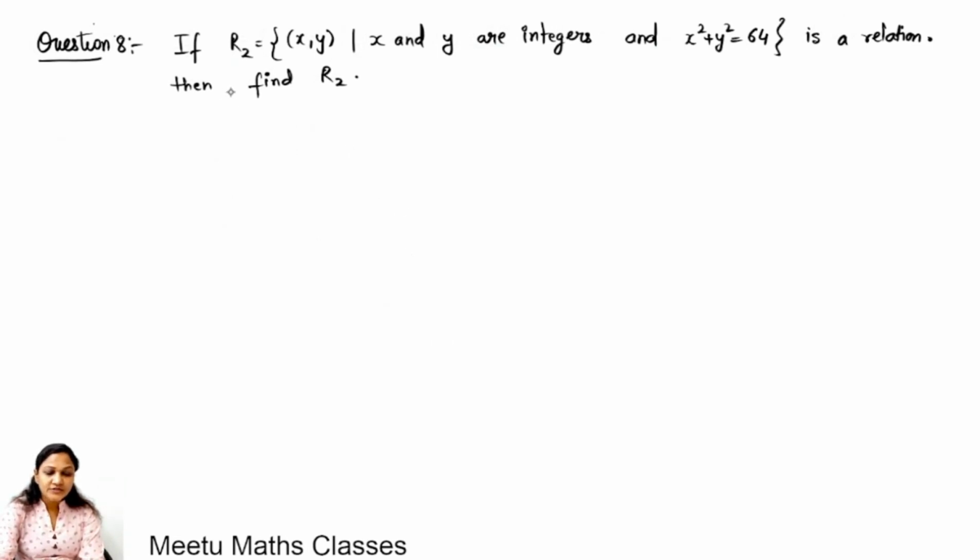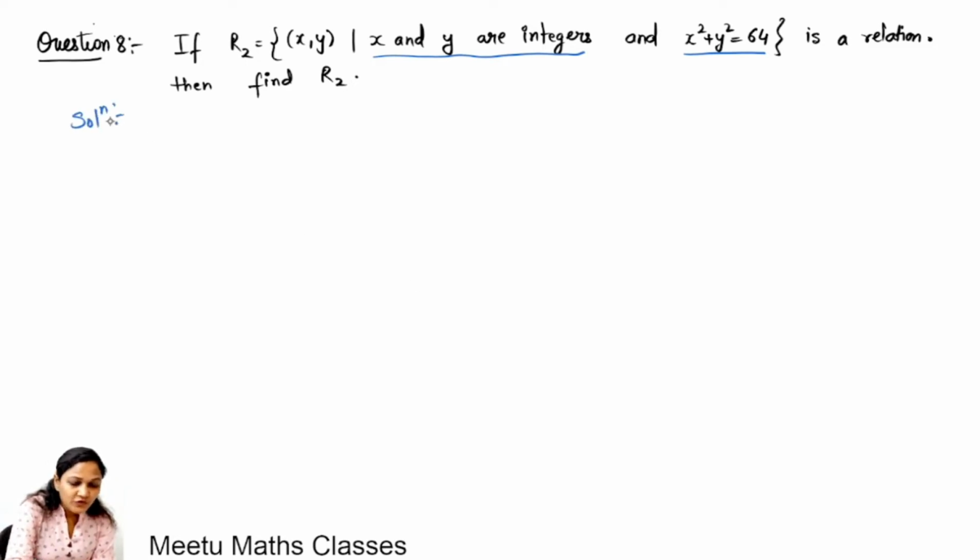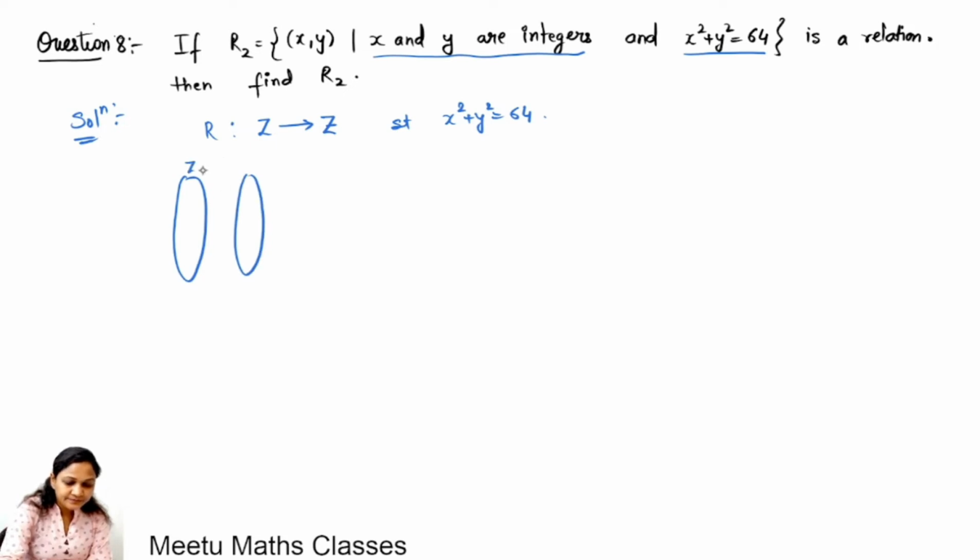Your next question is question number 8. If R2 is a relation where x is related to y, first of all x and y must be integers, and satisfying this condition x square plus y square is equal to 64. So you have to define your relation R2. So R is a relation from the set of integers to the set of integers such that x square plus y square must be equal to 64.